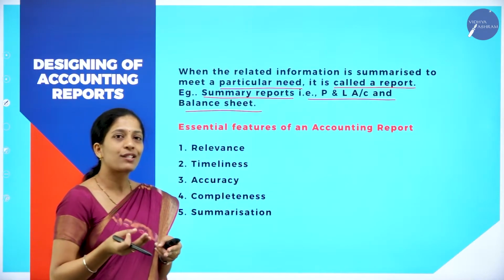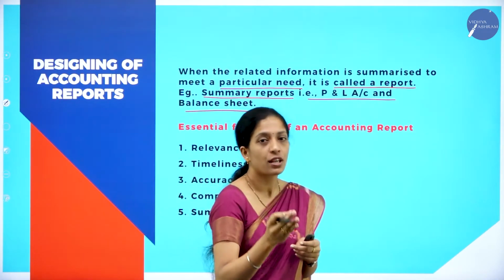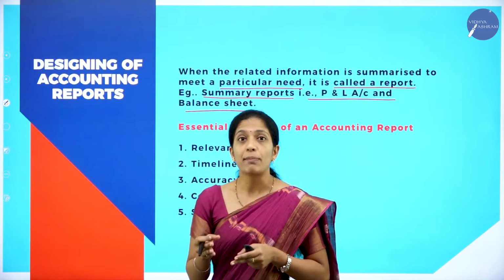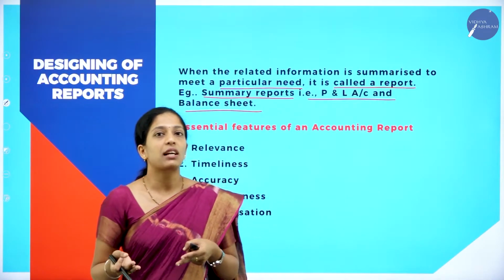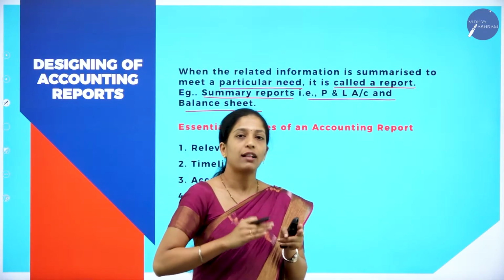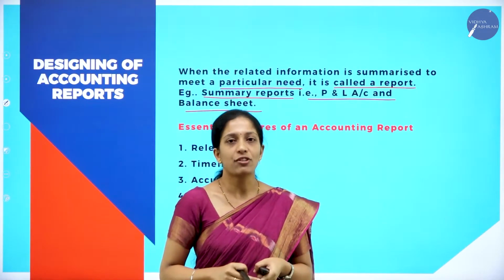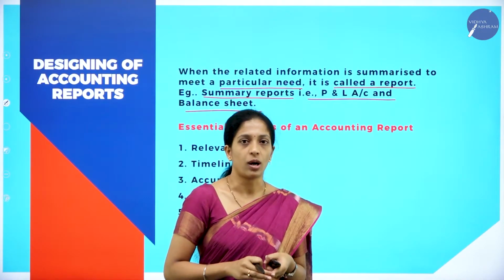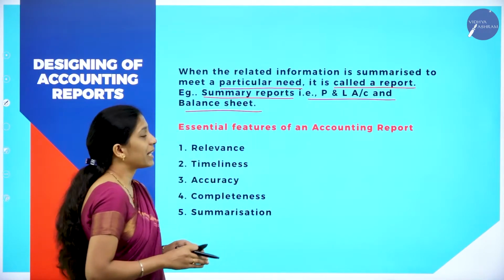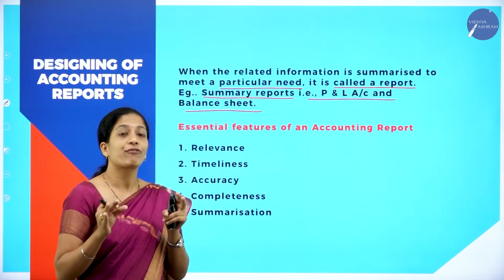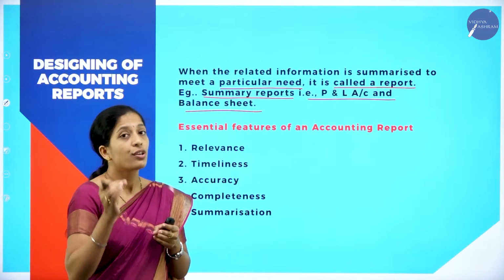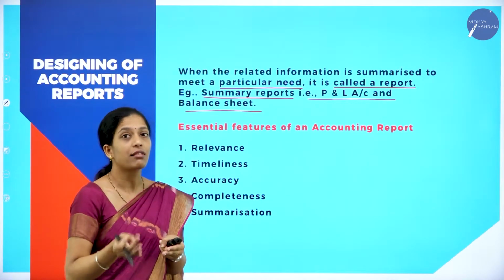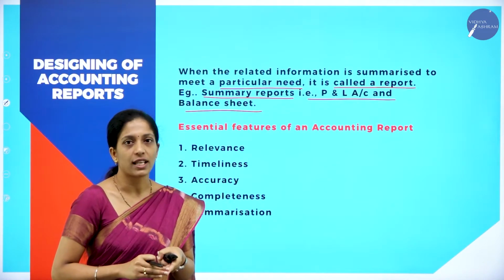Normally the business organization will present its reports to the user in the form of profit and loss account as well as balance sheet, whereby through profit and loss account, the user will come to know the net profit or net loss, and through balance sheet, he will come to know the financial position, that is the total of assets as well as total of liabilities of an organization. What you have to remember here: a report is the summarized information which is presented to the users. That is known as what? Report, and normally business organizations will present their report in the form of profit and loss account as well as balance sheet.